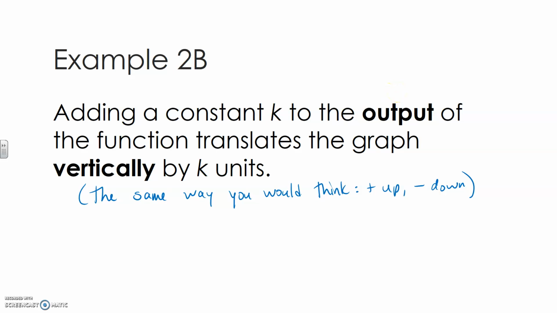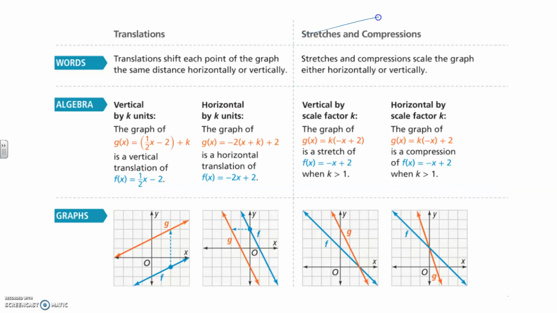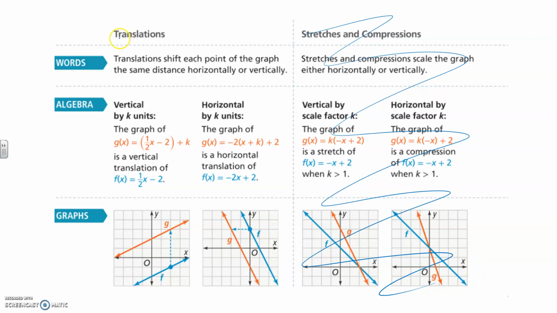All right, so tomorrow we're going to do an activity that's going to teach us about a different type of transformation. But I want to skip ahead to the summary. This will be tomorrow, so I'll scribble that out for now. Today we focus on translations. Okay? So in words, translations shift each point of the graph the same distance horizontally or vertically. Okay? Algebraically, you can see this middle part. If it goes vertical by k units, the graph of g of x equals 1/2 x minus 2 plus k is a vertical translation of 1/2 x minus 2. What this is showing is that it goes vertical if we add that constant on after.